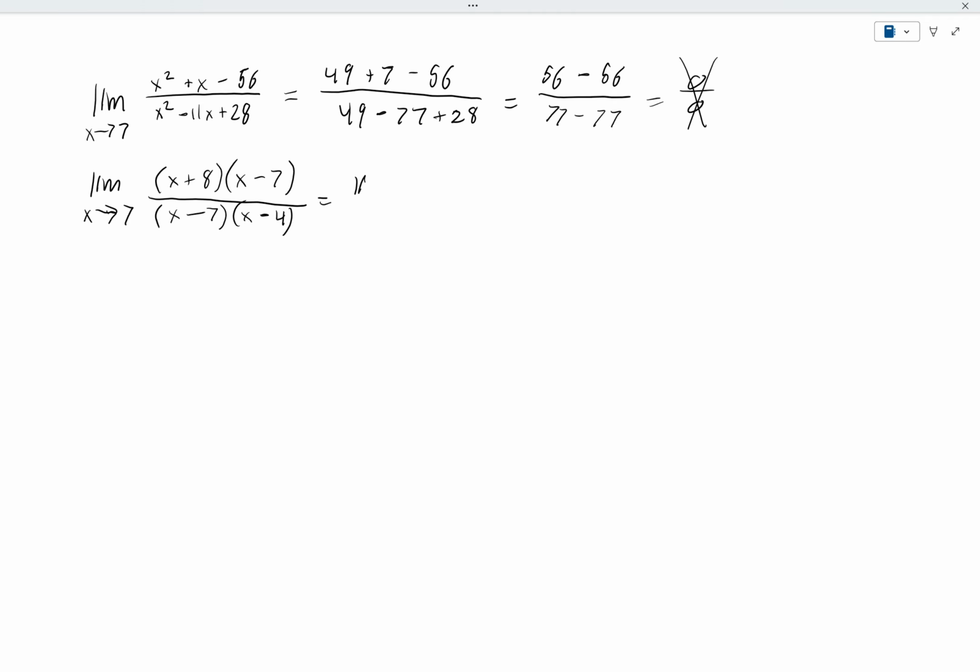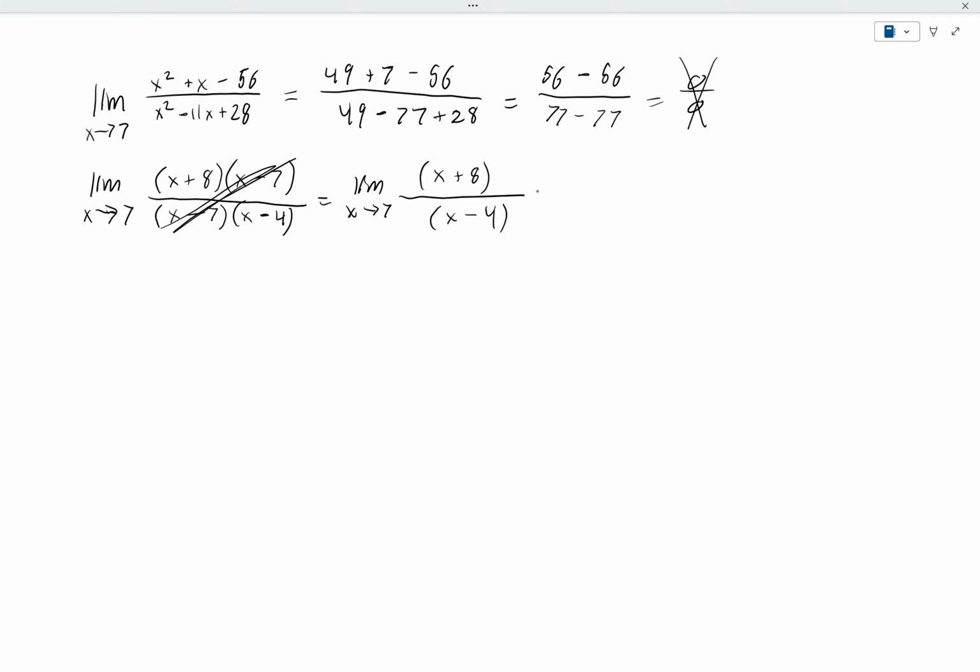And as you can see, there's a factor in both the numerator and denominator that are the same. So we can just write this as x plus 8 over x minus 4. So you can see these two factors right here canceled.